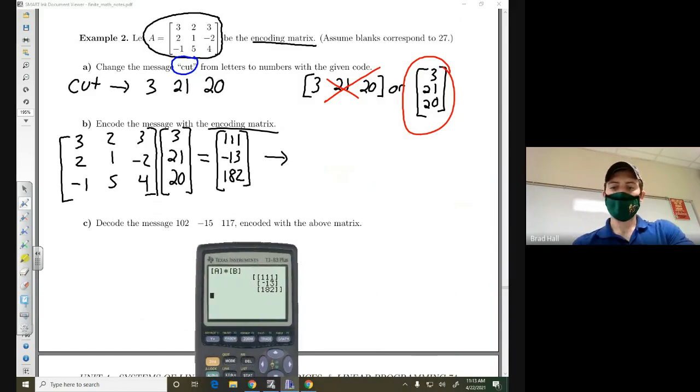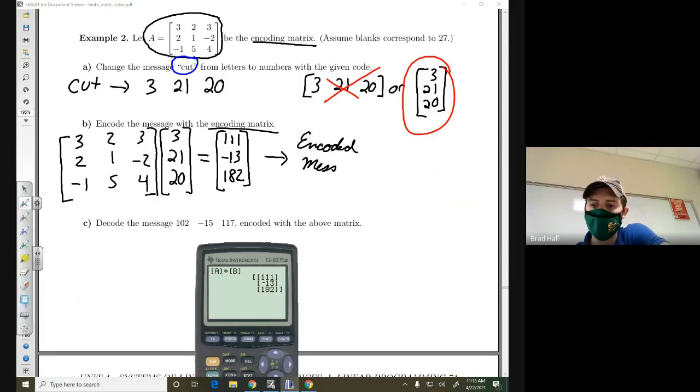Which means we wouldn't send out cut as 3, 21, and 20, because that's too easy. Instead, the encoded message is 111, negative 13, 182. That's what we would send out. That is the encoded disguised message.